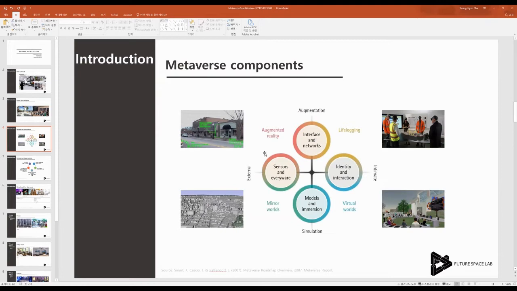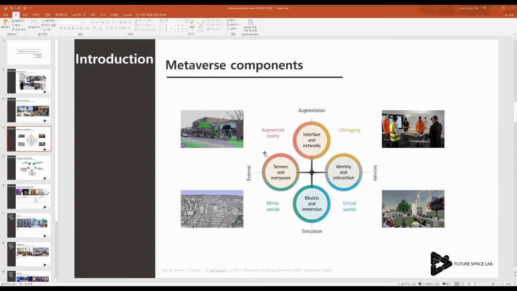It was created in 2007 in California by a forum, the Acceleration Studies Foundation. In 2007 they imagined the metaverse and completed the Metaverse Roadmap. If you read the roadmap, they call them lifelogging, augmented reality, mirror world, and virtual world. Each of them is a component of the metaverse, not a separate one. An individual one is not the metaverse. They are all components of the metaverse.